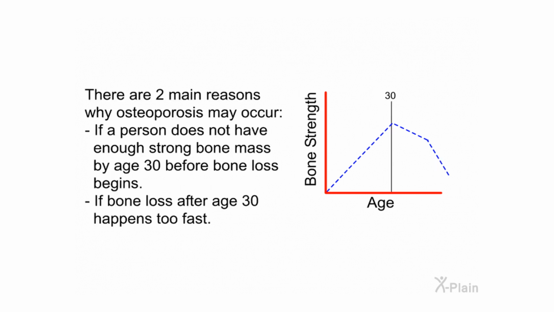There are two main reasons why osteoporosis may occur. If a person does not have enough strong bone mass by age 30 before bone loss begins, or if bone loss after age 30 happens too fast.